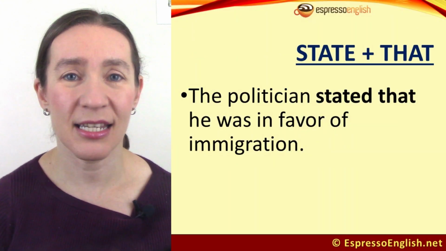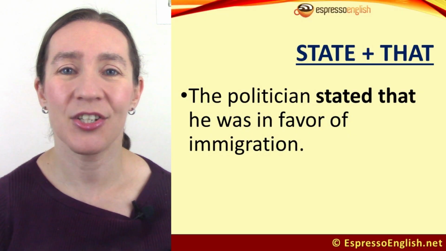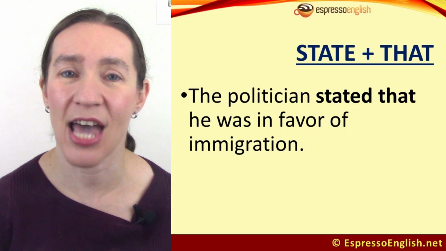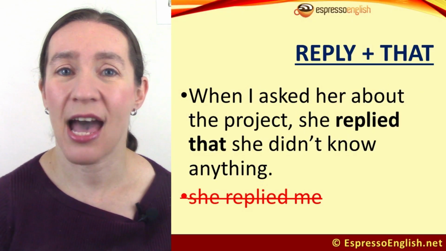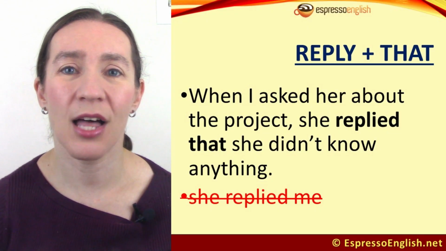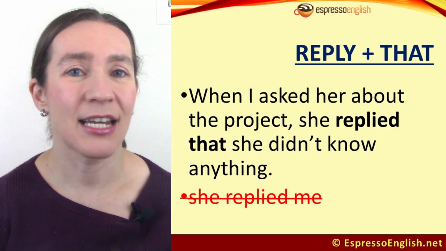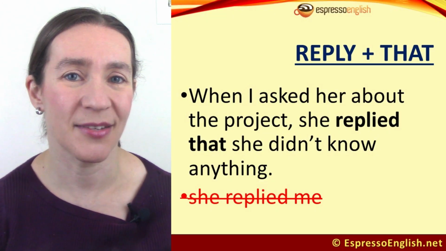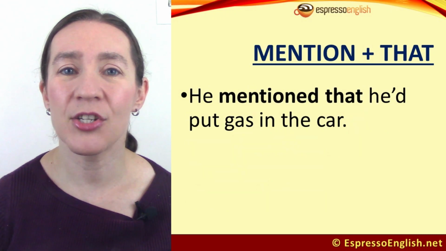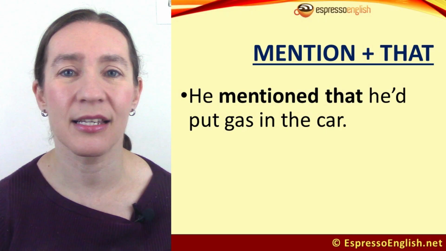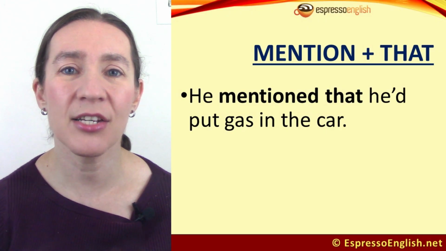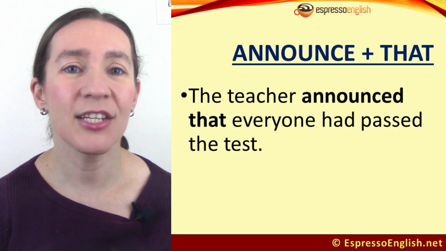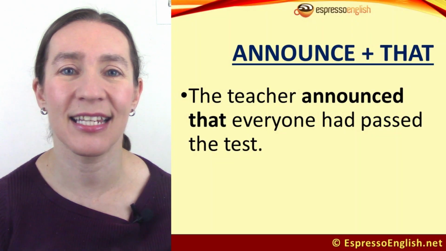Our next one for statements is state. State that. The politician stated that he was in favor of immigration. It's the same thing as say, said that. We have reply that. When I asked her about the project, she replied that she didn't know anything. Again, don't say she replied me that. We never have a person immediately after the verb reply. Mention. The verb mention means to say something quickly or to say something that is not so important to the main topic. He mentioned that he'd put gas in the car. We have announce that. The teacher announced that everyone had passed the test.